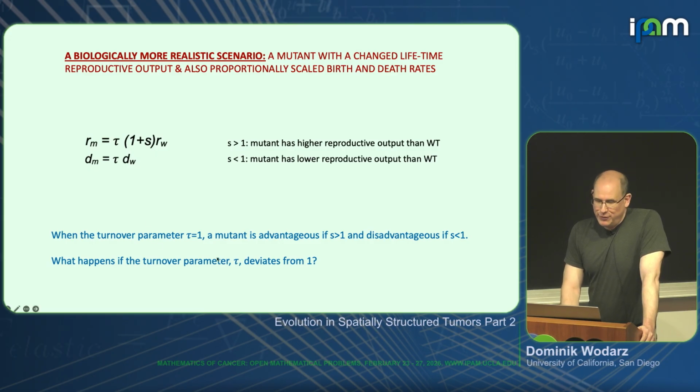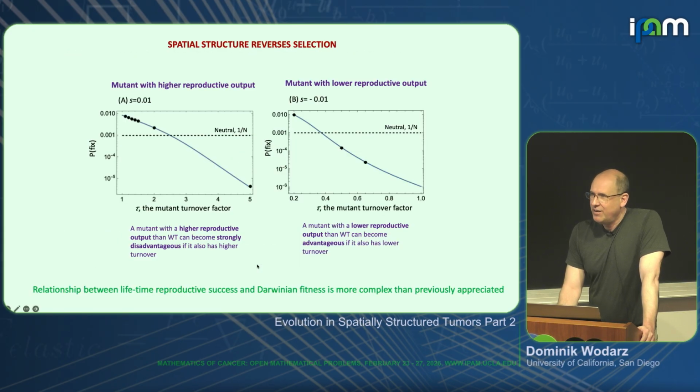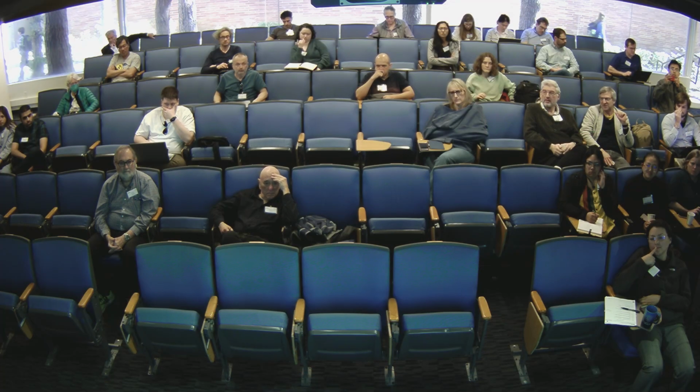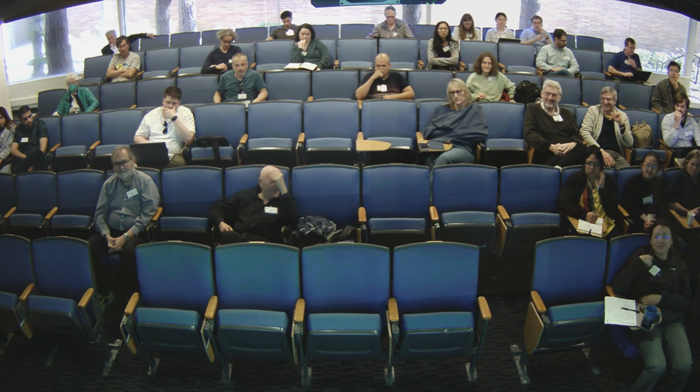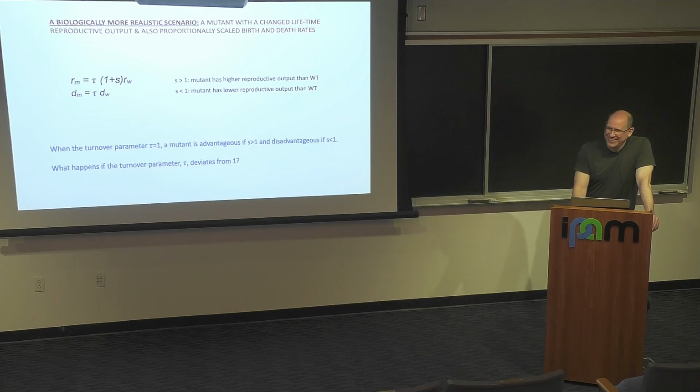So what happens if you change your parameter tau such that it deviates from 1? Is s greater or less than 0? Yes, absolutely, well spotted. Yes, 0.